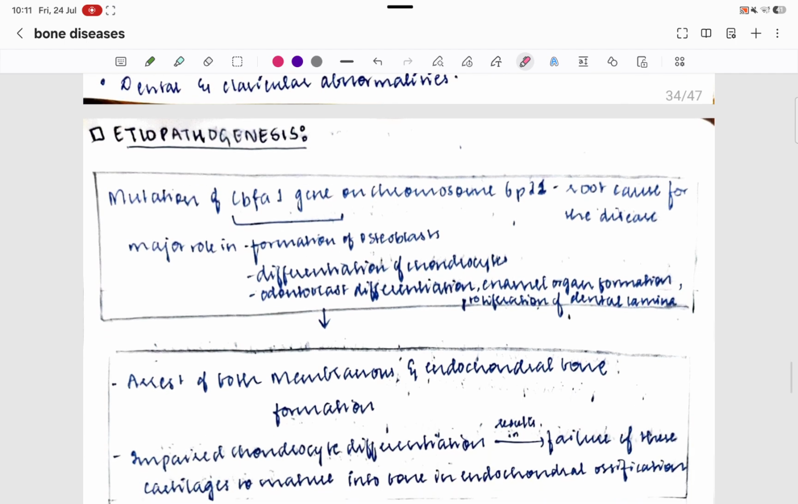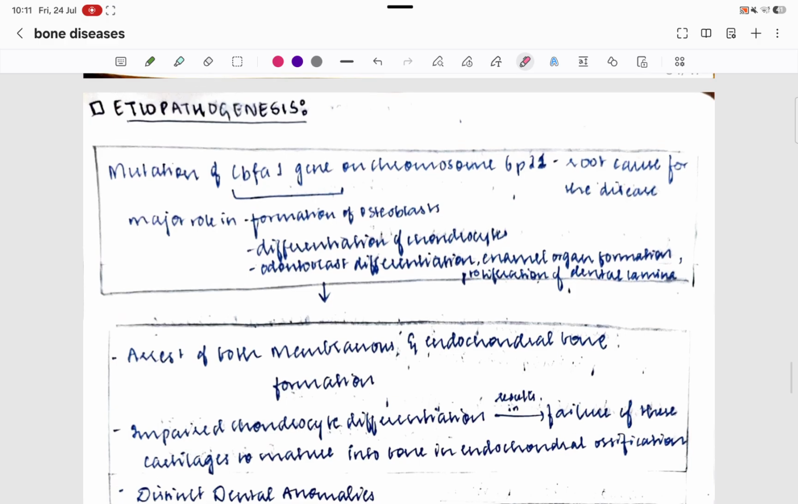Let's see what the etiopathogenesis is. There is a mutation in the CBFA gene on chromosome 6p21, which is the root cause of the disease. Even if you don't remember on which chromosome, you have to remember the name of the gene, that is CBFA.